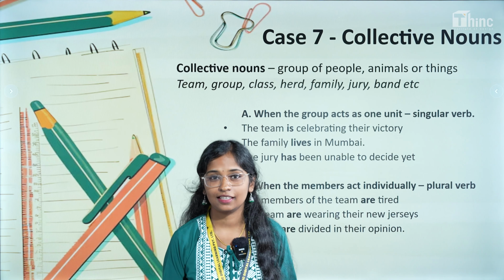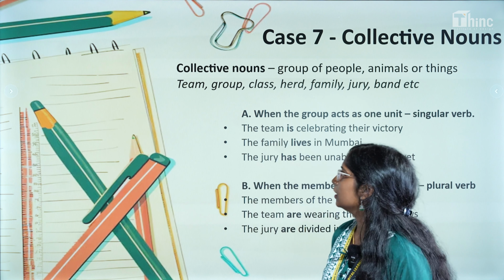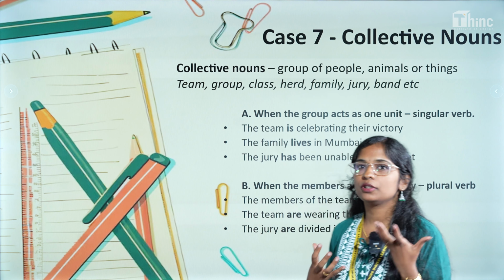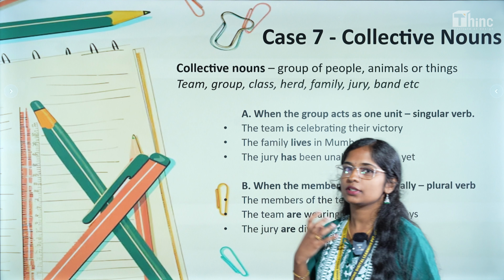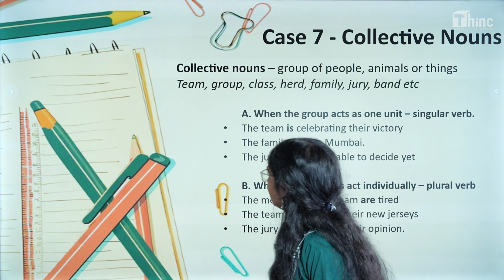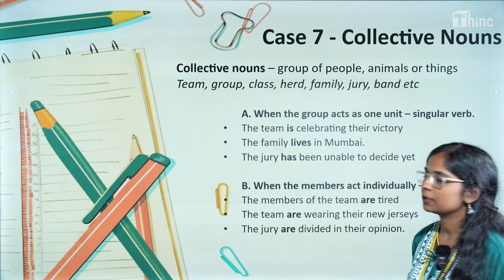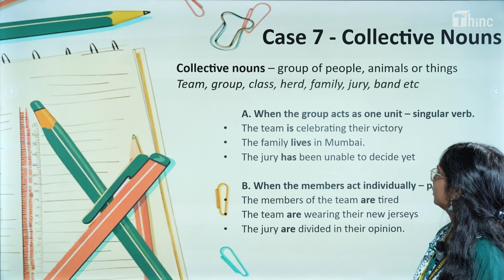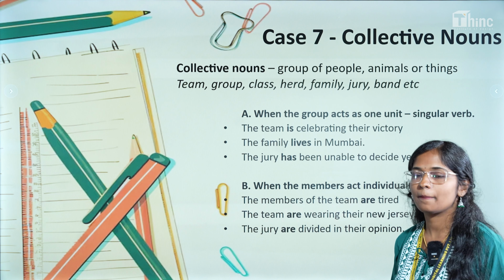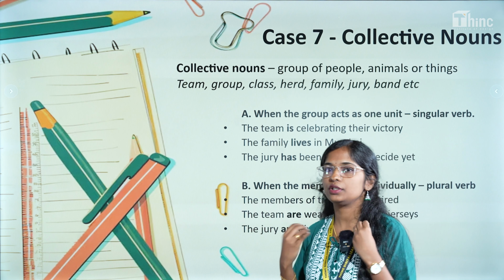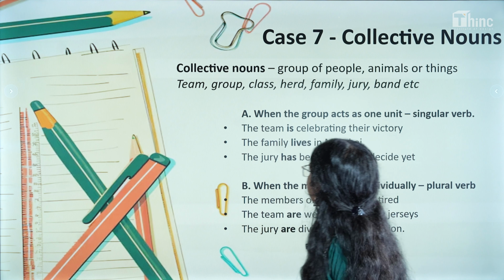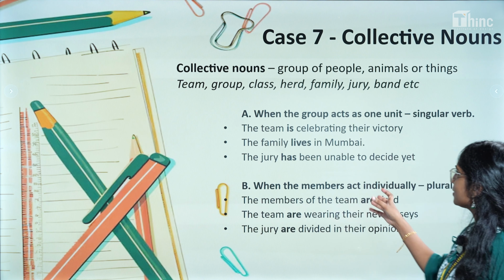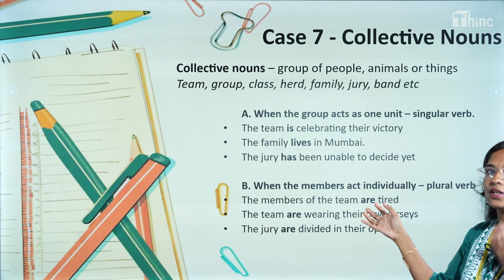The next case, collective nouns. When we are talking about a group of people, animals or things, we use collective nouns. For example, team, group, class, herd, family, jury, band. These are words which we use to talk about a group of people, animals or things. When the group acts as one unit, we use a singular verb.